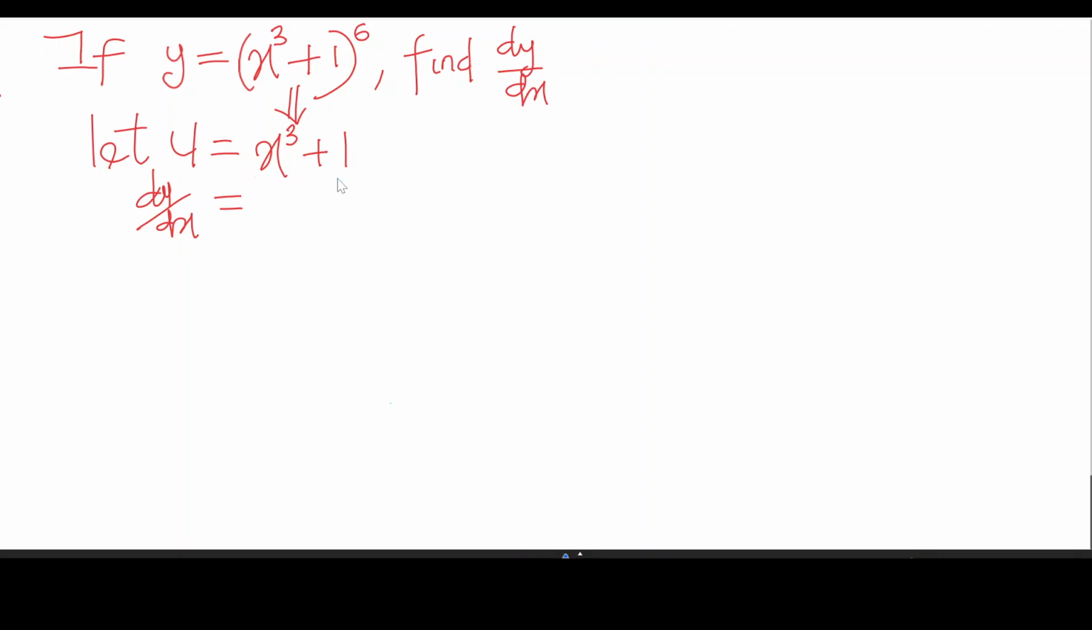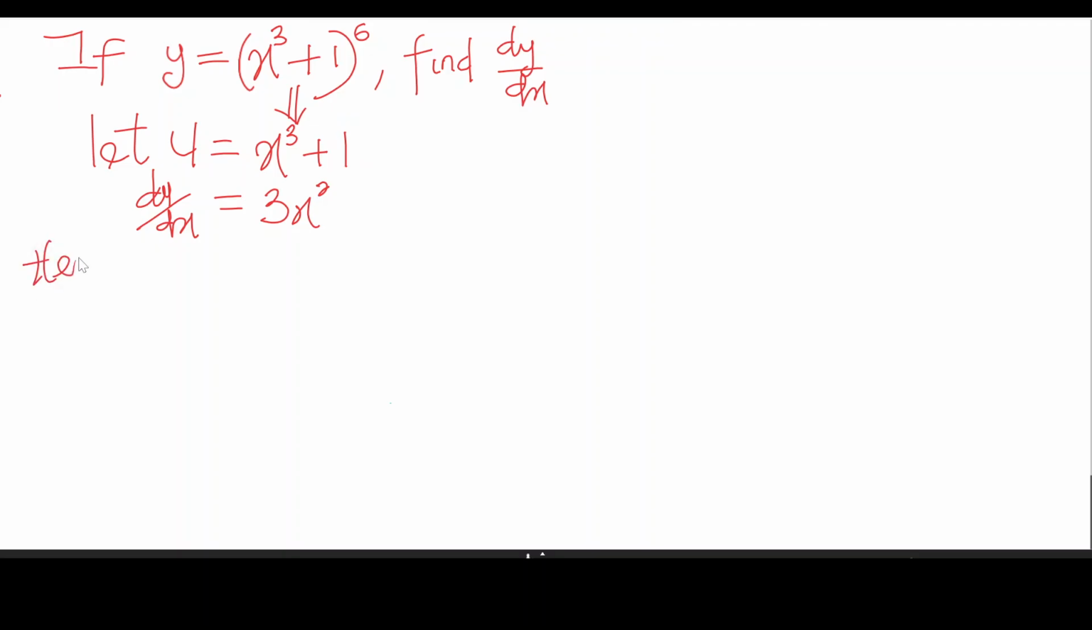So we have du/dx will now be equal to, of course, we know how to use first principle differentiation, so we have 3x squared. The differentiation of a constant is 0. So du/dx is 3x squared.